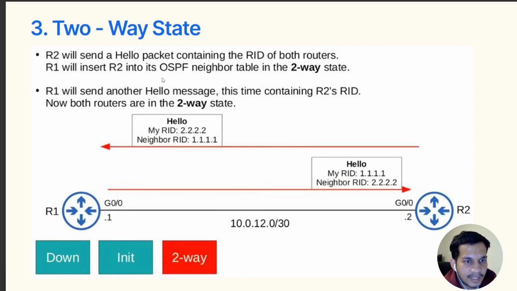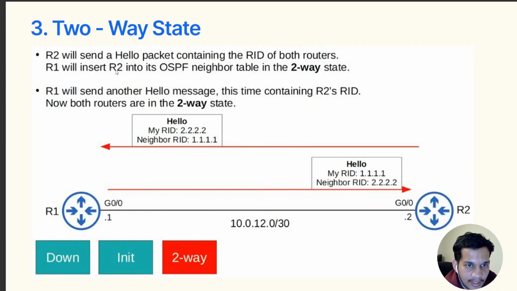Then we have the two-way state. R1 will send a hello packet, and once it reaches R2, R2 knows the router ID of R1, so it will send a hello packet destined to R1. It will tell R1 that its router ID is 2.2.2.2 and the neighbor ID is 1.1.1.1, taken from the source ID.